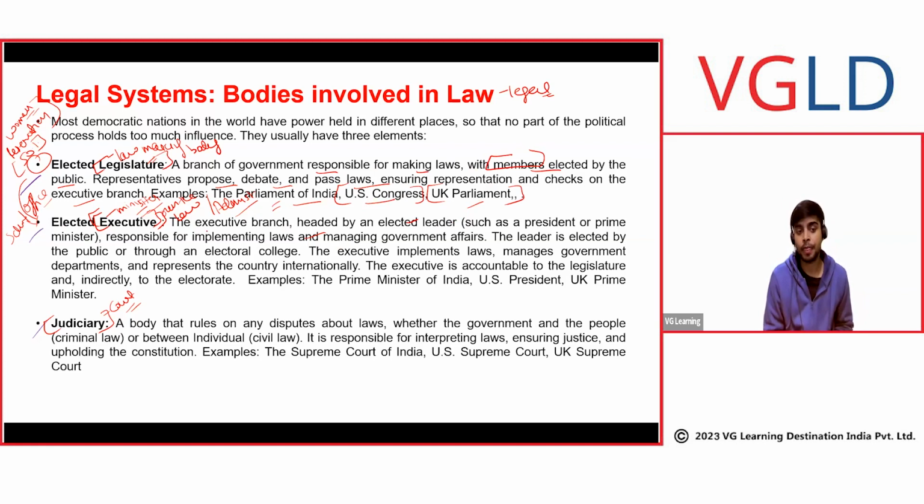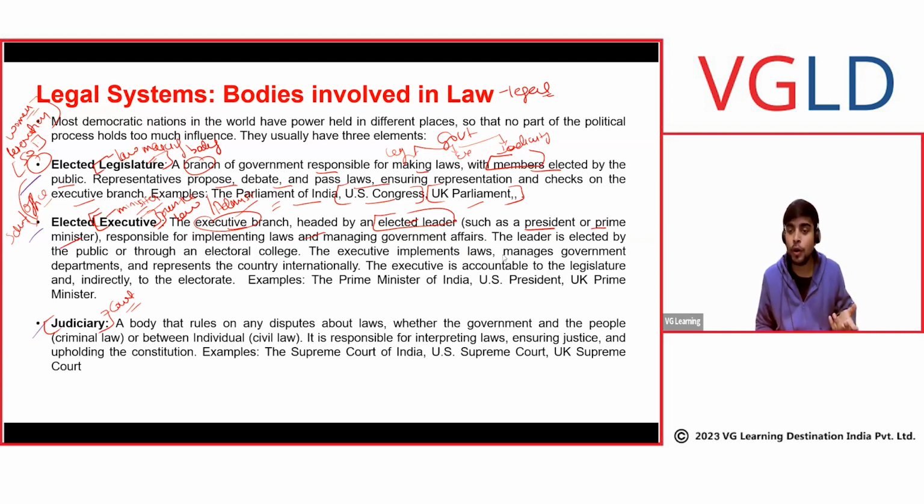Elective executive. The executive branch, basically, let's say we talk about a government. So government has multiple branches: the legislature, the executive, and the judiciary. This is basically part of the legal system. So this executive branch is basically headed by an elected leader. It could be a president or a prime minister. So we'll discuss why there is a president, why there is a prime minister.